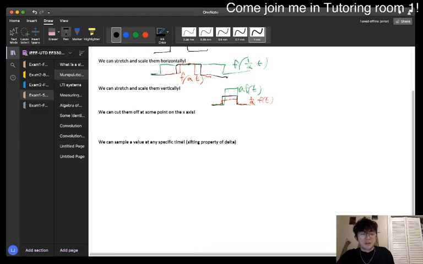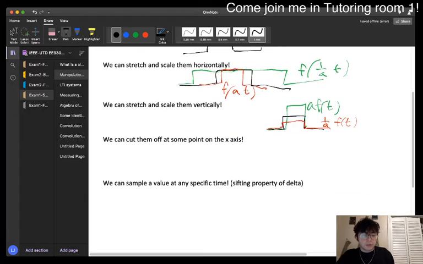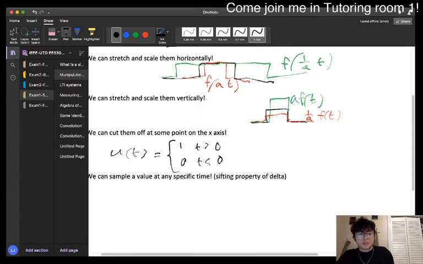We can cut them off at one point. So basically, I'm going to define the unit step function right now. So u of t is 1 for everything on the right, so t is greater than 0, and it's 0 for t less than 0. People have different definitions for the condition at 0, but for the most part, it doesn't matter. So this is the one I'm probably going to end up working with.